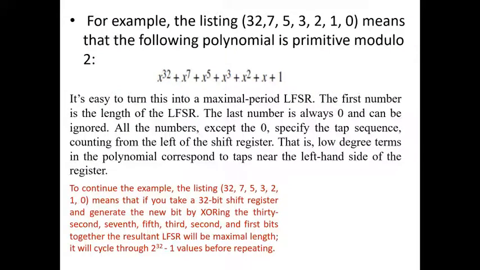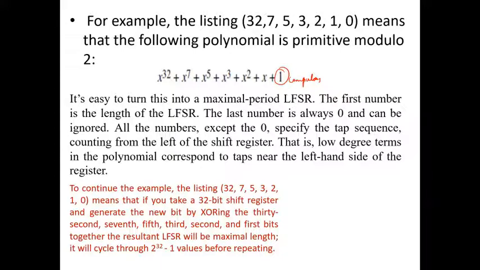For example, it will be listed like this: 32, 7, 5, 3, 2, 1, 0. It means that the polynomial will be defined like this: x^32 plus x^7 plus x^5 and so on. Whatever values are listed here should be powers of x. And whether we mention 0 or not, this plus 1 is always there. Please remember, this is compulsory. Plus 1 should always be there whether you mention 0 or not. So it's easy to turn this into a maximal period LFSR.